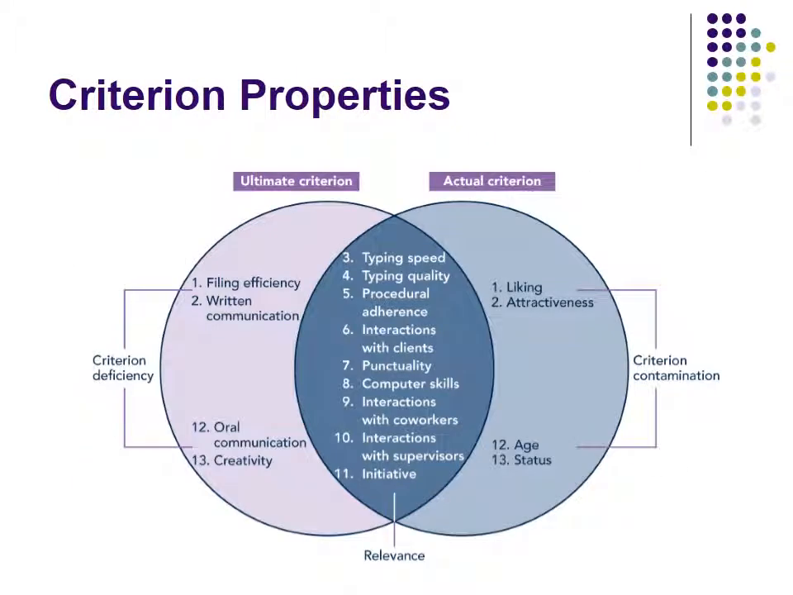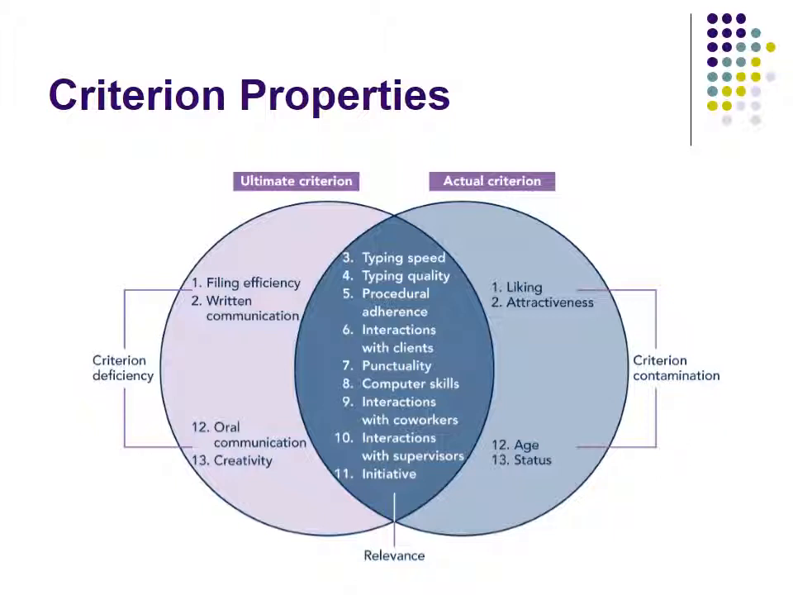So let's look at a model of this idea, all put together. On the left, we have the ultimate criterion. So anything in the first full circle to the left, including the middle section in darker blue, is the ultimate criterion. In this case, it looks like we're putting together a list of performance traits, probably from a job analysis, about someone that's working as an office secretary or an administrative assistant. So we have typing speed, typing quality, filing efficiency, written communication, oral communication, creativity, innovation. All of these are there.